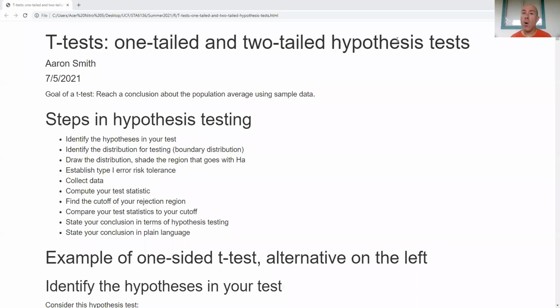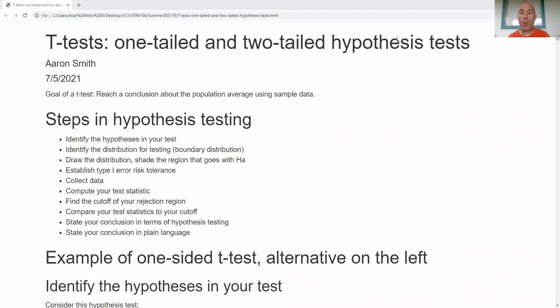Hi, in this video, we want to take a look at t-tests. The goal of a t-test is to reach a conclusion regarding a population average. Remember, whenever we're doing statistics, whenever we're working with data, we don't actually know what's going on. I just have some observations to make an inference about. What I'm interested in right now is the population average of where my data is coming from.